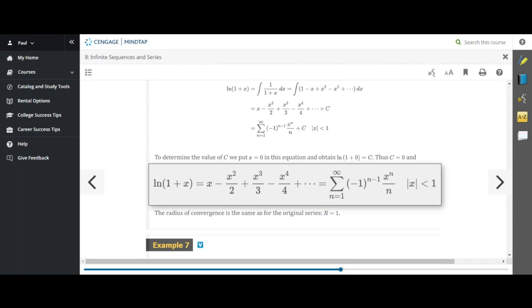And it makes sense. Well, to show that, you'd have to look at the derivation above. But let's go ahead and get to the example here.